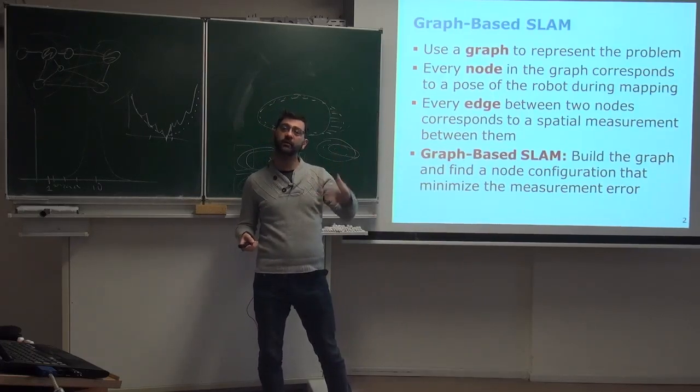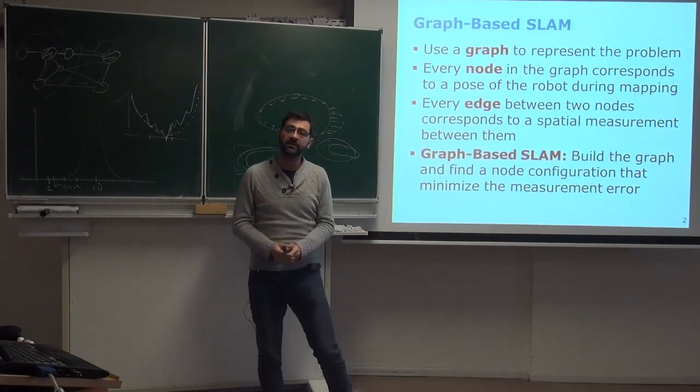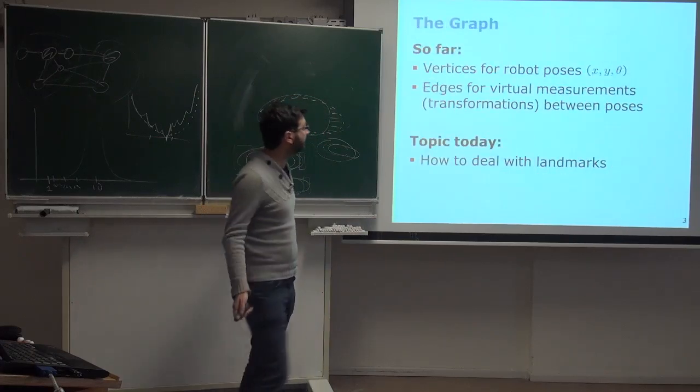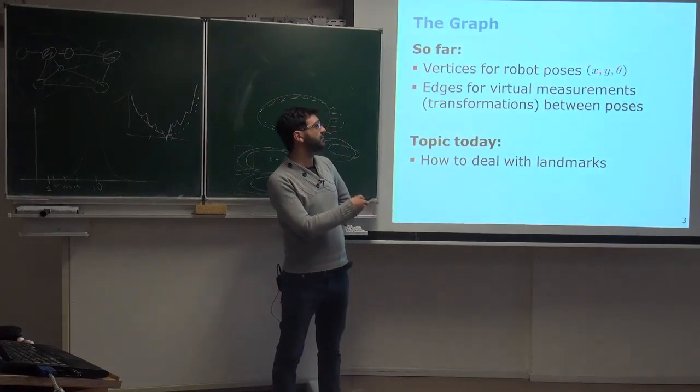Each measurement is an equation in a least squares problem, and we try to find the solution that minimizes this, that solves the least squares problem. Okay. Now, let's stick to the 2D case, which is easier.